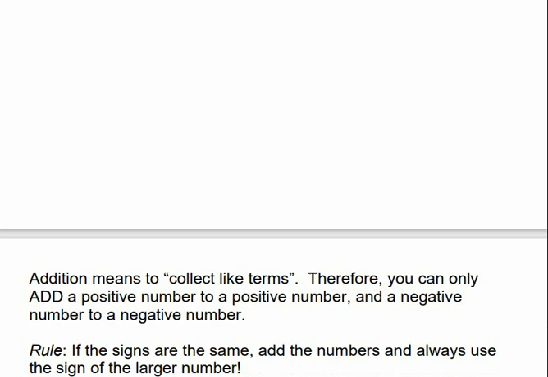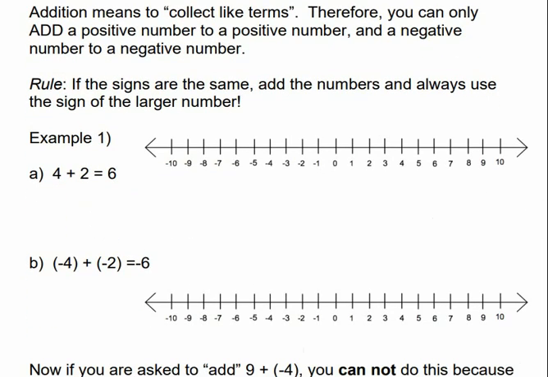So in addition, when we're adding numbers, addition means to collect like terms. Therefore, you can only add a positive number to a positive number and a negative number to a negative number. So the rule is if the signs are the same, then we add the numbers and we always use the sign of the larger number. Okay, so in this first example, we have 4 plus 2.